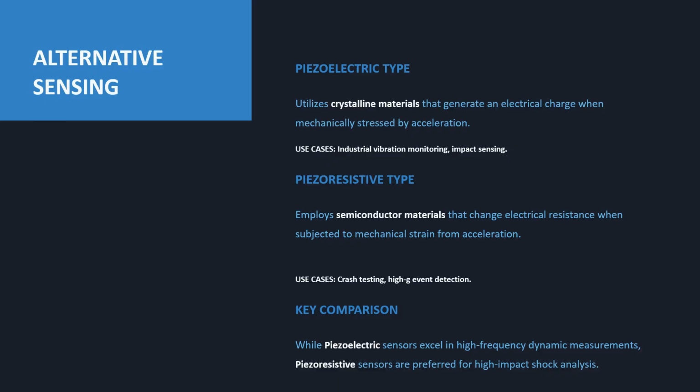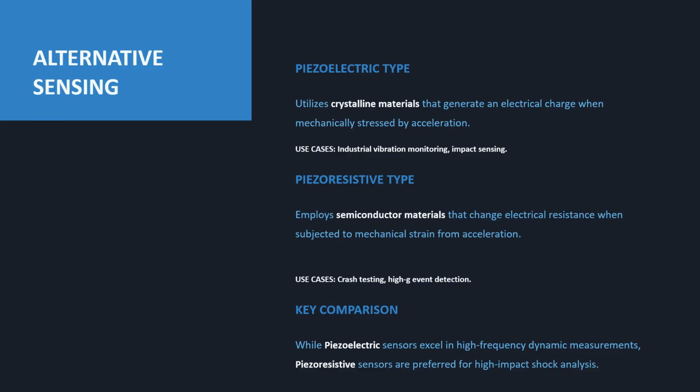Alternative accelerometer technologies. Let us briefly look at two important alternatives. The piezoelectric accelerometer uses crystalline materials that produce an electrical charge when subjected to mechanical stress. These sensors are excellent for measuring high-frequency vibrations and are widely used in industrial equipment monitoring. The piezoresistive accelerometer works by measuring the change in electrical resistance caused by mechanical deformation. These sensors are very effective for detecting high-impact forces and crash events, which is why they are used in automotive safety testing. Each technology provides unique advantages depending on the measurement requirements.